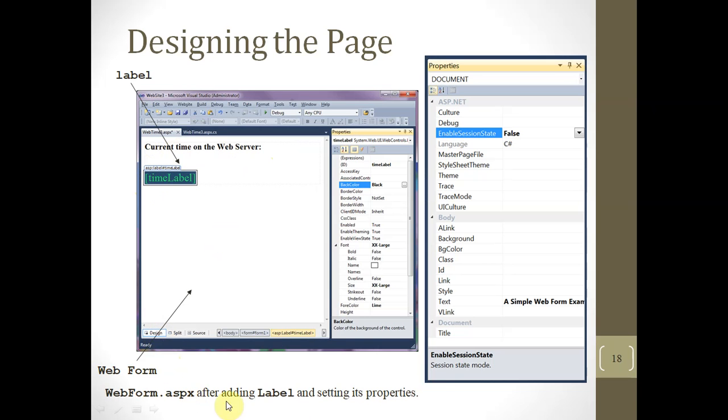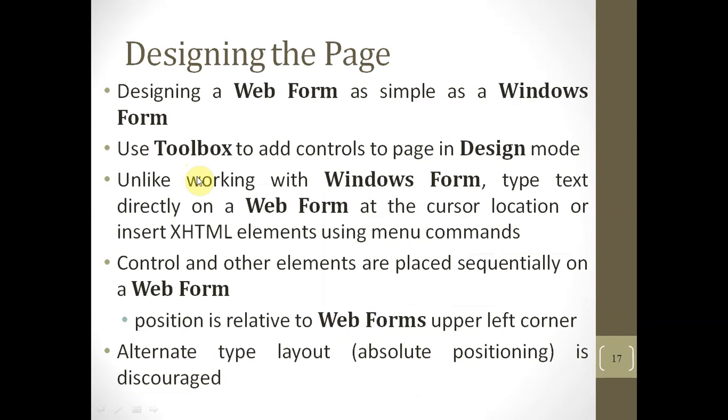So this is webform.aspx after adding the label and setting the property. We are setting the property of the label, its background color is black. On the right side of the window you will see the properties; as we click on this label, we will find all the properties of this label. This label will be dragged from the toolbox. On the left side the toolbox appears, and from there we drag the label. You will understand the toolbox.